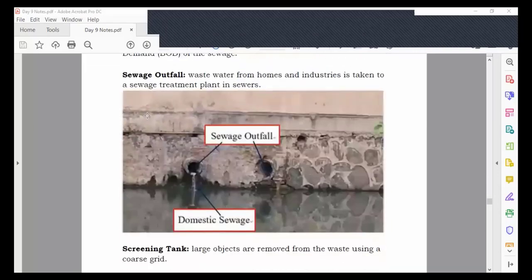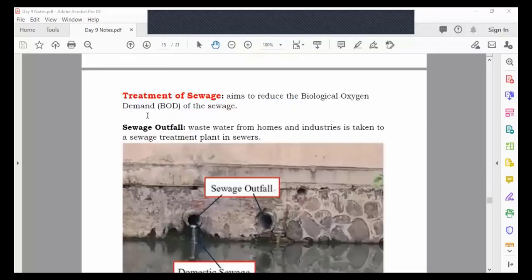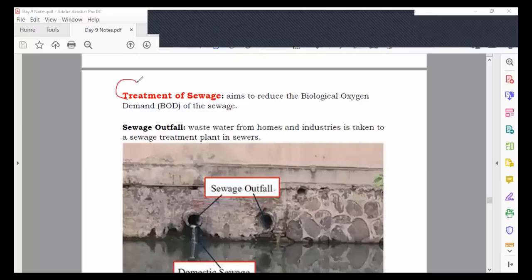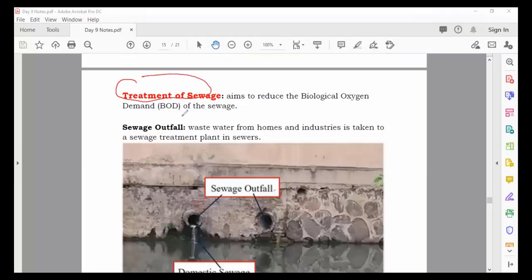The treatment of sewage. For example, if you have water coming out from homes, meaning wastewater, and water coming from factories, how can you treat it? There is a term used, BOD, biological oxygen demand. The treatment aims to reduce the biological oxygen demand of the sewage. We will discuss what that is.